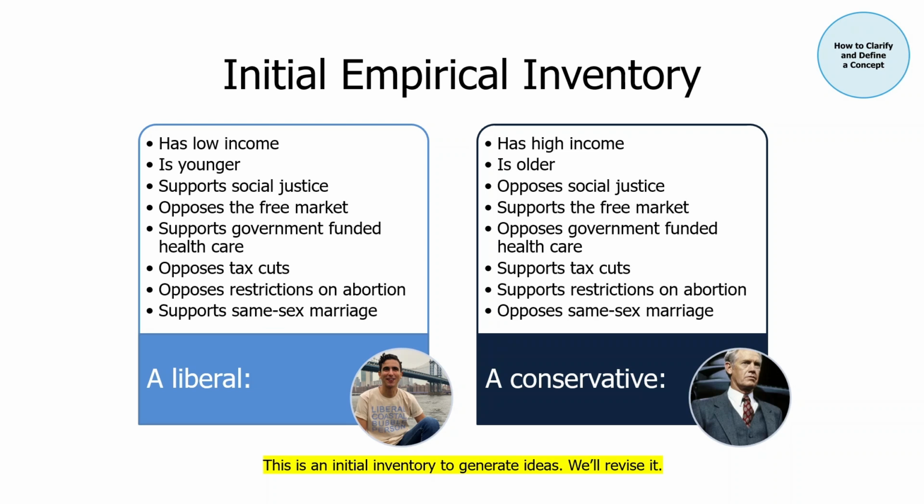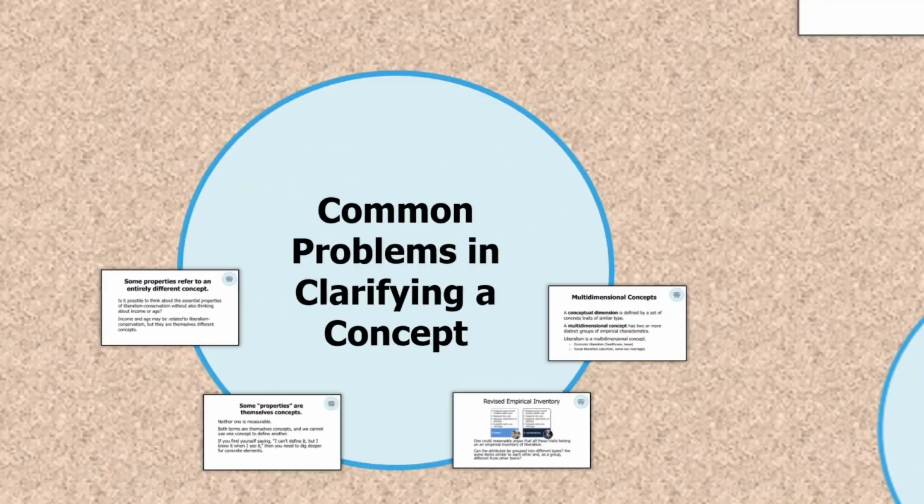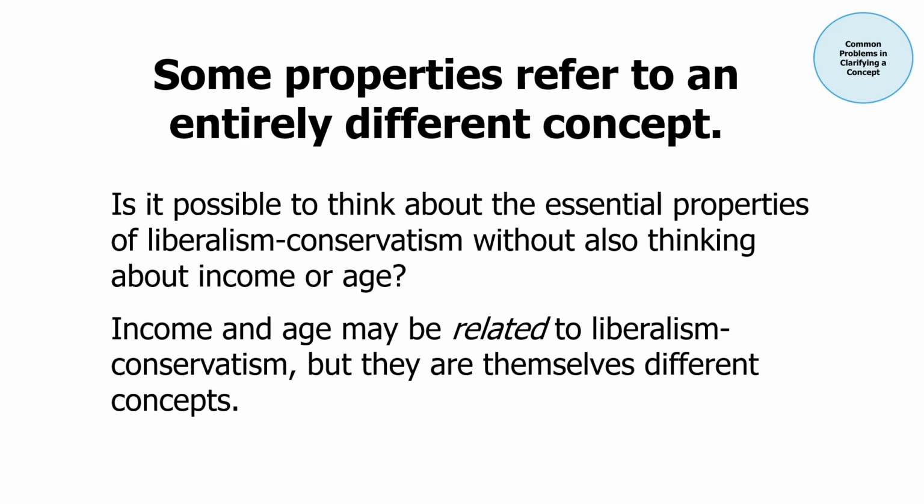Okay, let's go back and review some of the problems that came up on this inventory. Three common problems. One, some properties refer to an entirely different concept. As we saw, income and age may be related to ideology, or liberalism and conservatism, but they are different concepts. They're measurements of different things. Here's a rhetorical question to ask yourself. Is it possible to think about the essential properties of liberalism and conservatism without also thinking about income or age? And the answer is yes. Ideology is separate. It would be interesting to test some hypotheses about the relationship between income and age and liberalism and conservatism, but they are themselves different concepts, so we'll take them off the list.